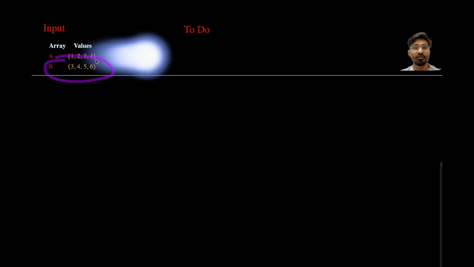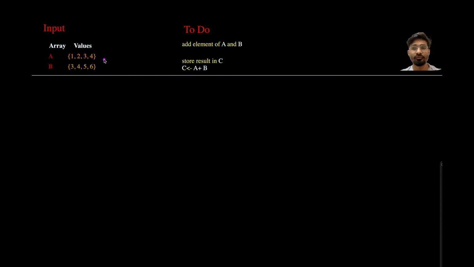On the left of the screen, we can see two arrays, A and B, each of size 4. A has the elements 1, 2, 3, 4 and B has the elements 3, 4, 5, 6. Our goal is to add each element of A and B and store the result in a new array C. So the final output of C will be 4, 6, 8, 10.